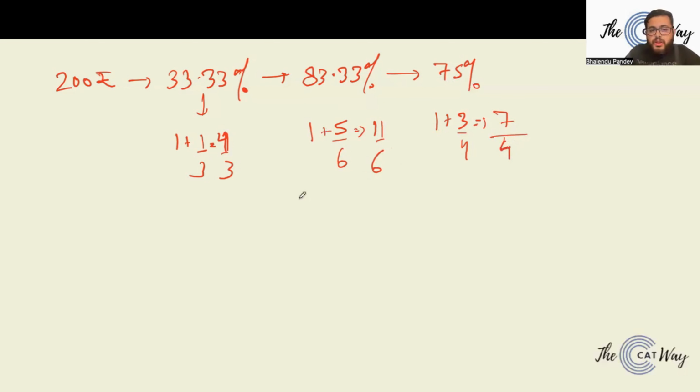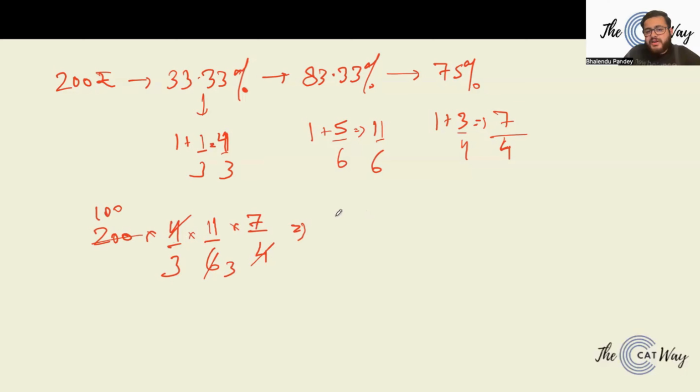Correct? The only thing you have to do is 200 multiplied by 4 by 3 multiplied by 11 by 6 multiplied by 7 by 4, and you will arrive at your final answer after all the increments. How? 4 cancels with 4. Then 3 and 6, with the 2 and 100: this will go 100 times in 2, this will go 3 times in 2. What do we have eventually? 700 multiplied by 11, which gives 7700 divided by 9.